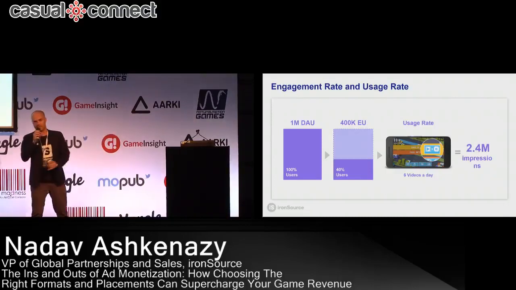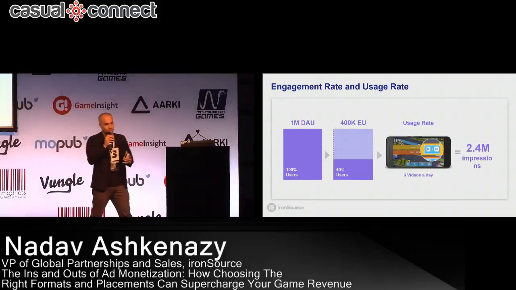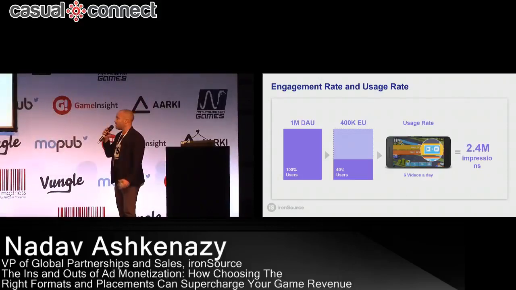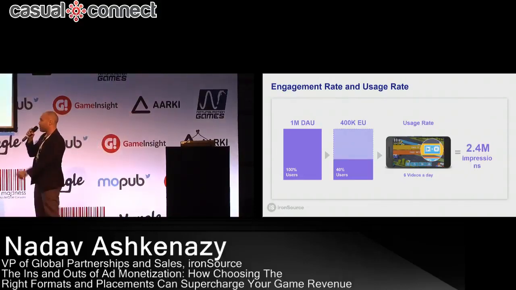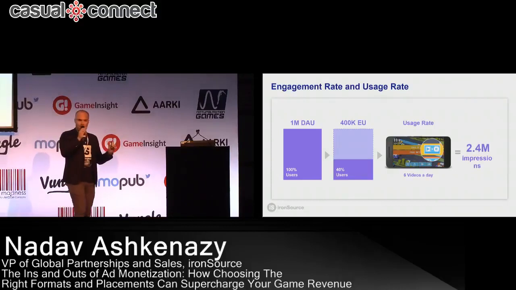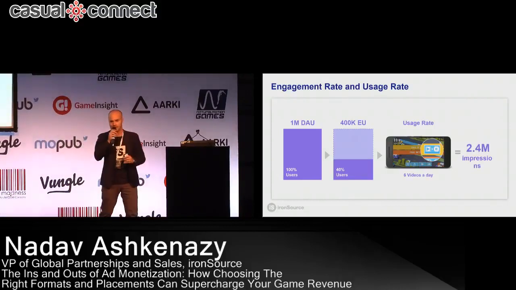This is something that every game developer that's using rewarded video and wants to make sure that he's optimizing needs to at least know: what is my impression DAU rate? What is my engagement rate? What is my usage rate? By the way, you can also have a 60% engagement rate and 4 impressions per daily engaged user.